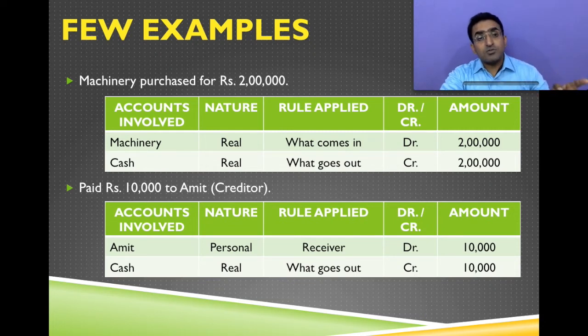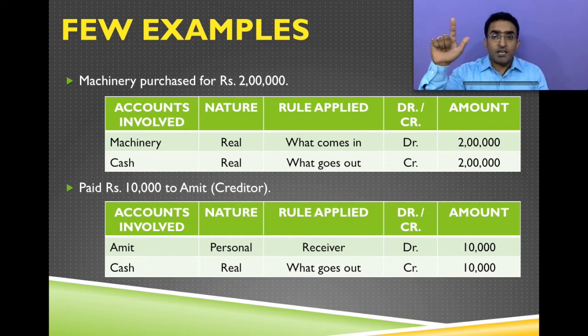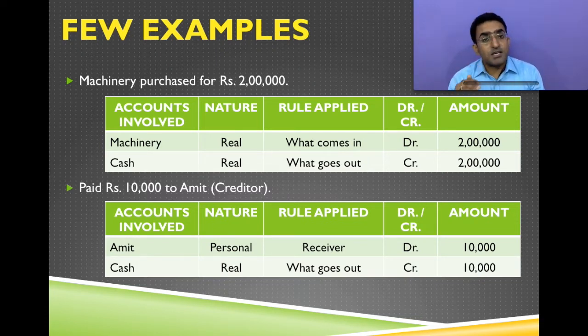Paid 10,000 to creditor Amit. What happened? Amit and cash, these two accounts are there. Amit a personal account, cash a real account. मॉडर्न अप्रोच के हिसाब से देखेंगे तो क्या होगा? Amit liability, cash asset. Liability is decreasing, debit. Cash asset is decreasing, credit.